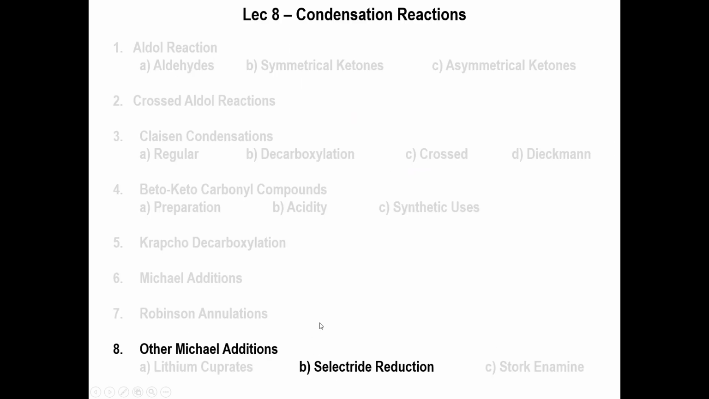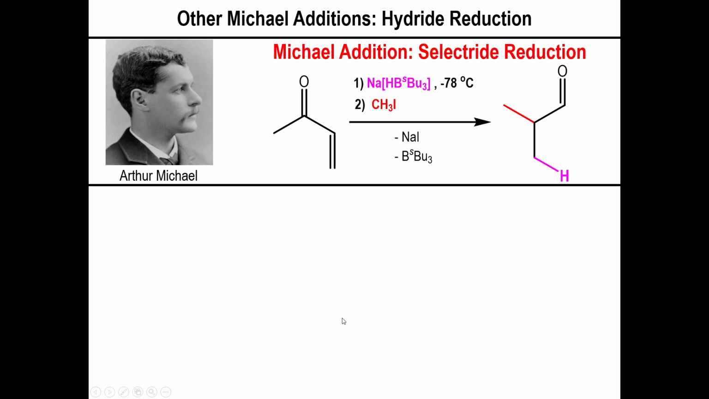Another reaction that kind of follows in those footsteps is the selectride reduction. Selectride is a very specific name that we give to a very bulky version of borohydride, specifically tri-sec-butyl borohydride. Depending on the metal, this could be lithium selectride, sodium selectride, potassium selectride. The one that I have here in the slides is sodium selectride. This is under low temperature, however.